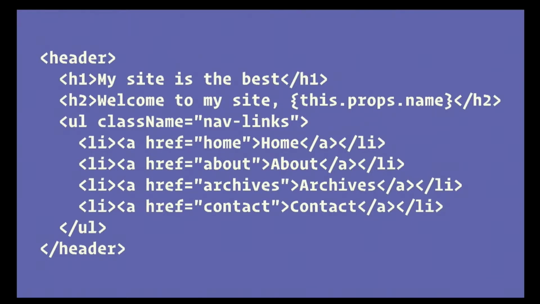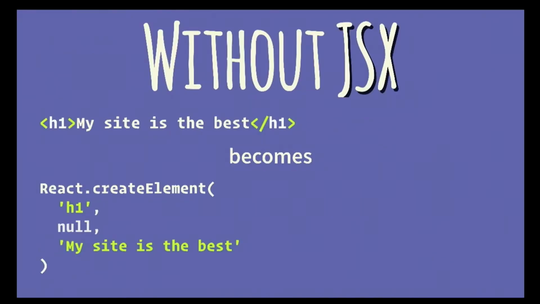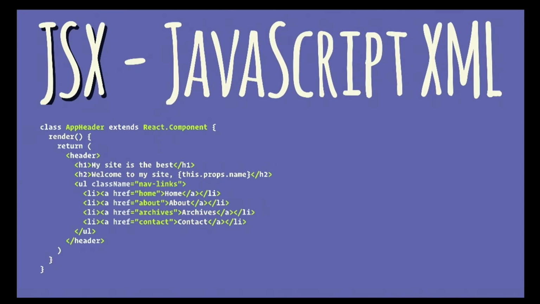Here, we have to use className because class is a reserved word in JavaScript. If you see here, class AppHeader extends React.Component, we'd confuse it a little bit if we just used class. So we need to use className. That's one difference.